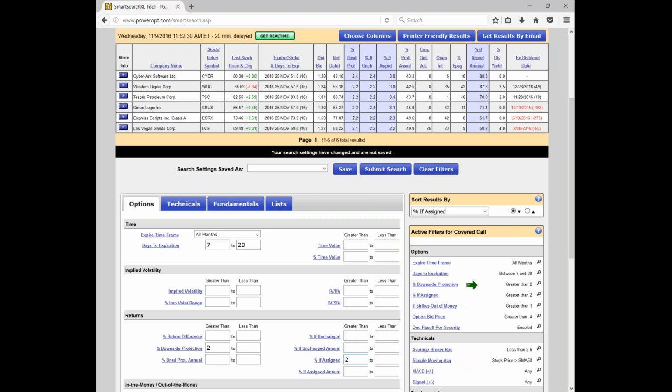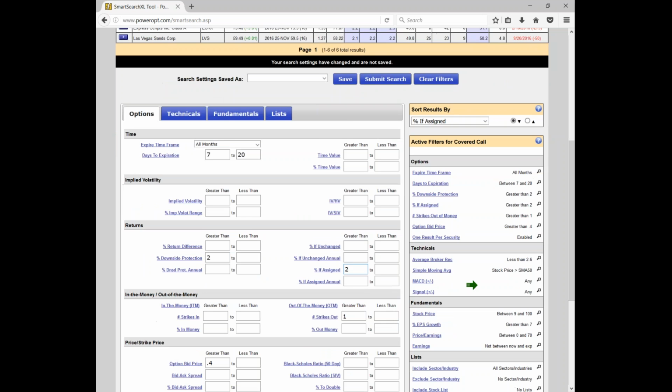What is downside protection? The downside protection is calculated simply by taking the option premium divided by your underlying stock price. What this is really showing you is how far the stock can drop, based on the premium you received, before you start losing money on your position. So most of these are in the 2% range. If the stock fell 3%, we'd probably have a 0.8 or a 0.7% loss on the position based on the premium received. The percent if assigned, of course, this is the maximum return if the stock is trading at or above your strike price and you get assigned on the position.